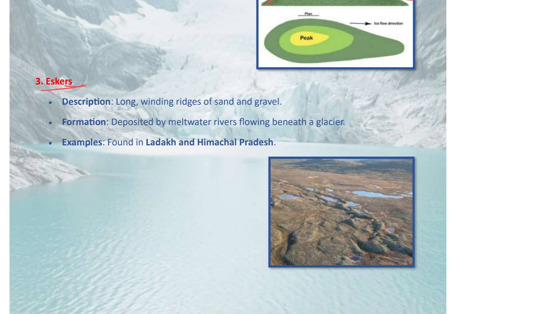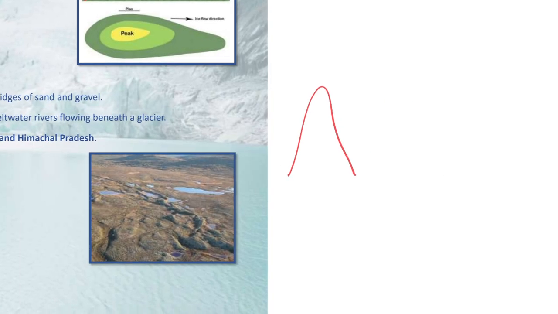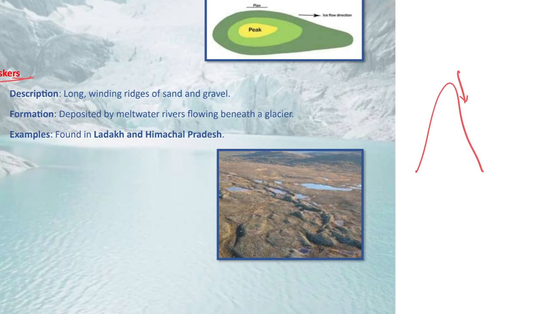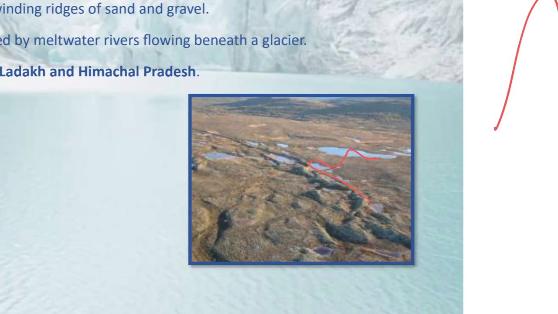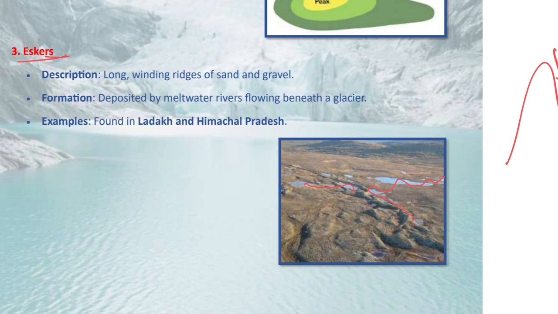Eskers anedi enti ante, glacier when it is moving, once in a while it will definitely melt down. So water glacier nunchi melt ayinappudu it moves out, okay? So danni we call it as eskers. So see here, water is moving like this between sand. So there is water movement, and in the middle of this water there is sand and gravel, small rocks or gravel material, and that is what we call eskers.